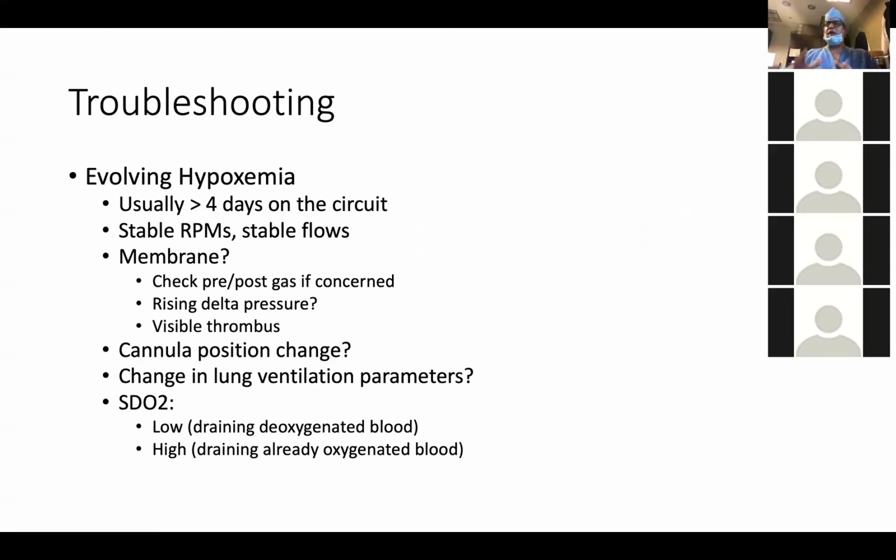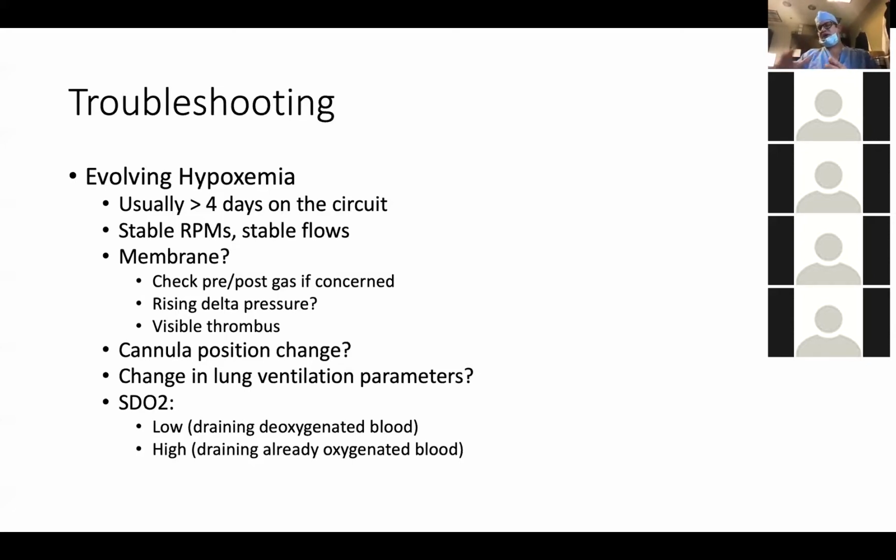A good rule of thumb on any ECMO circuit is you're given about 4 days of free time, okay? Most circuit complications, barring cannulation issues, don't crop up for the first 3 or 4 days. Come day 4, you start seeing the issues. This is often going to present as stable RPM, stable flows, and your hypoxia is getting worse. So is it the membrane?